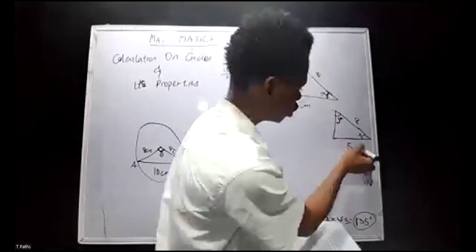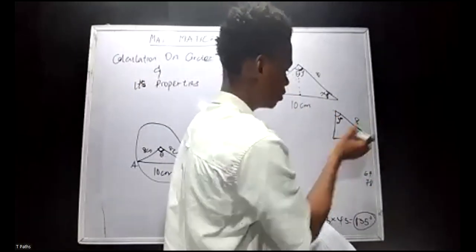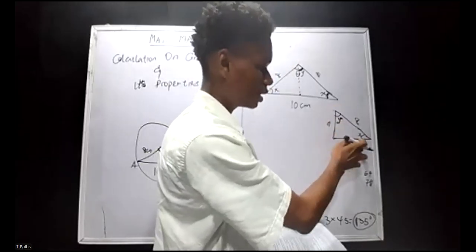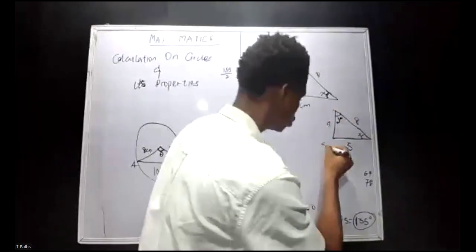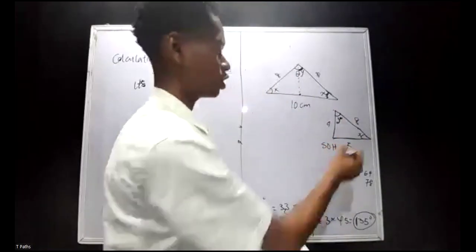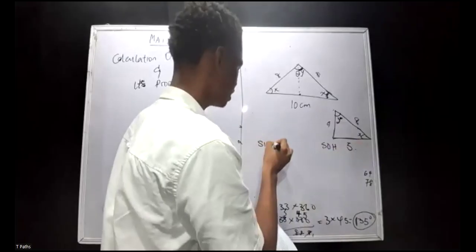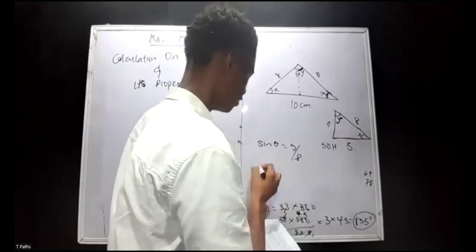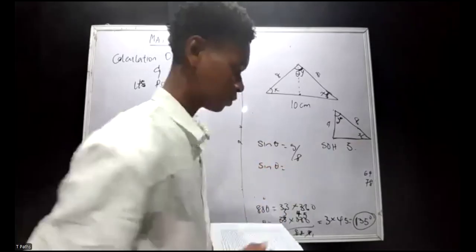Because I'm using y as my angle of reference, this is going to be my opposite. This is the hypotenuse, and this is going to be my adjacent. So now I'm going to use the sine function. Sine y is equal to opposite over hypotenuse, which is 5 over 8. Somebody tell me the value of 5 over 8.